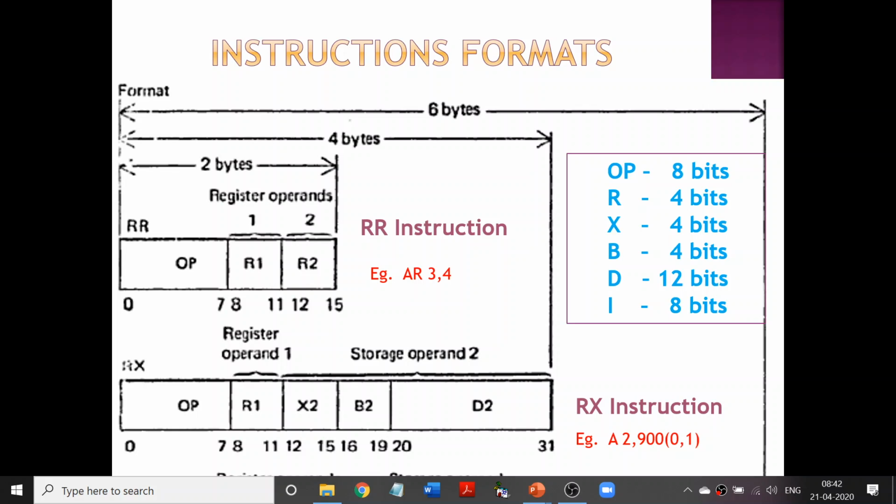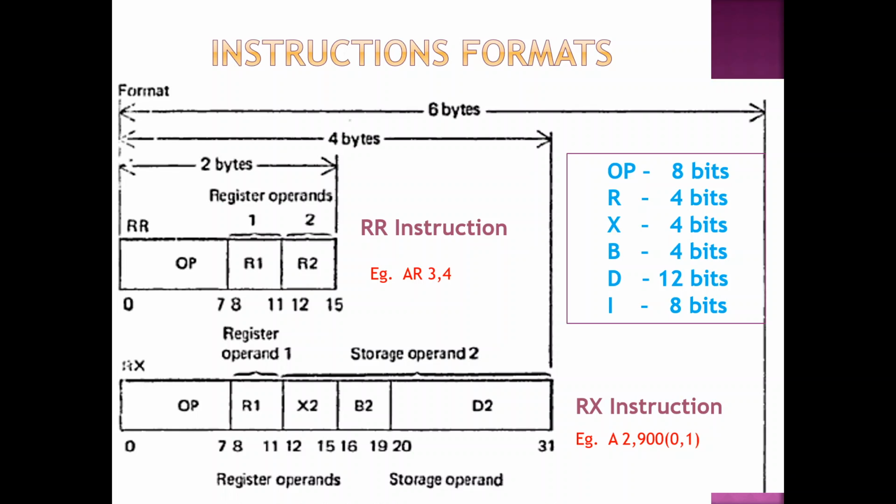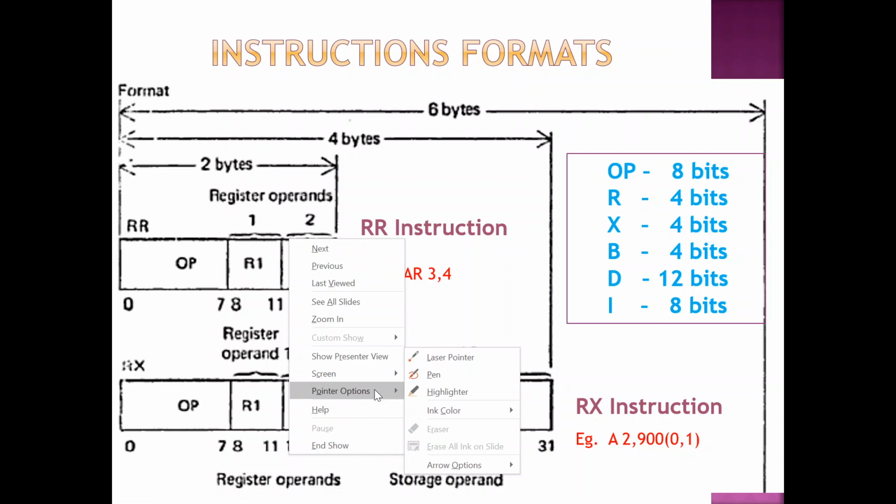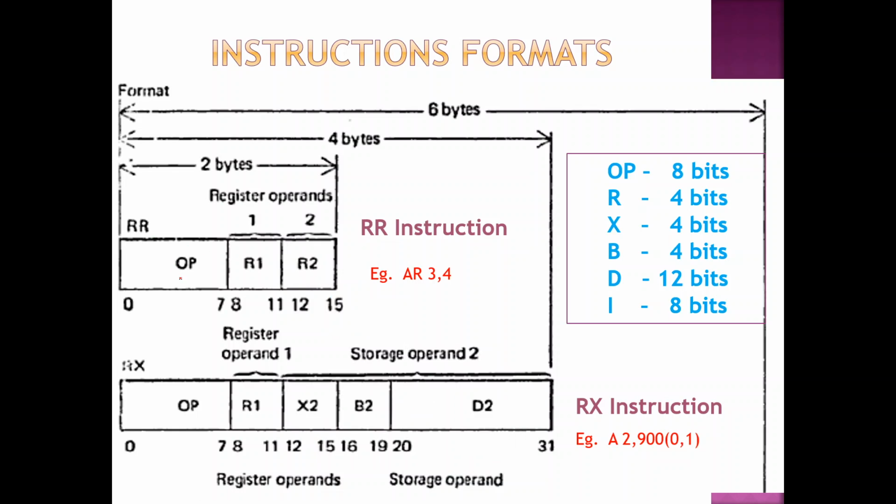The second thing you should know is that in the format I have used some abbreviations. For example, here I have used OP, R1, R2 and so on. What do you mean by OP? What do you mean by R1? What do you mean by R2? Here I've used something called X, and here something called B. You should first understand what all these abbreviations mean.